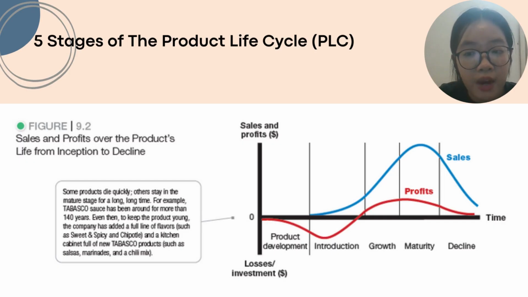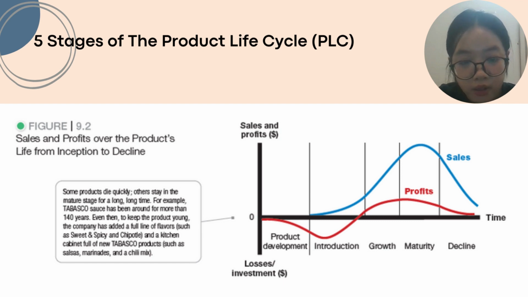We will have five stages of the product life cycle. Product development begins when the company finds and develops a new product idea. During product development, sales are zero and the company's investment costs mount. Introduction is a period of slow sales growth as the product is introduced in the market. Profits are non-existent in this stage because of the heavy expenses of product introduction.